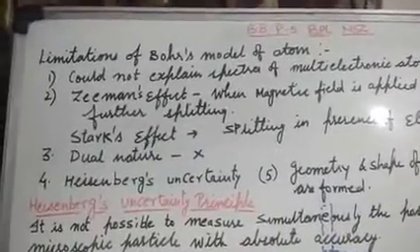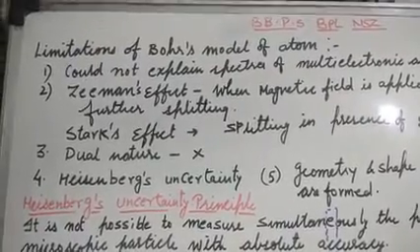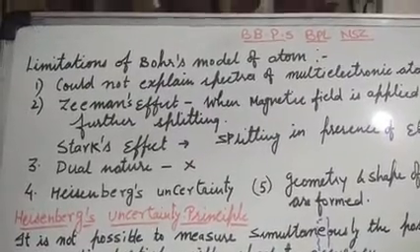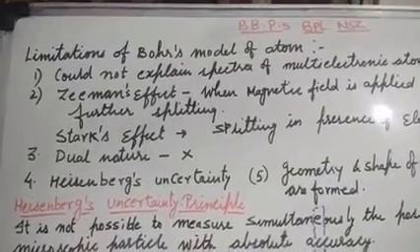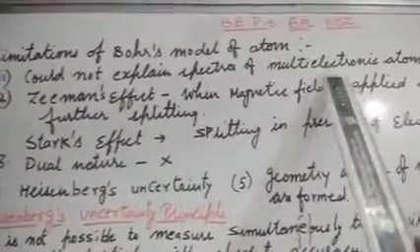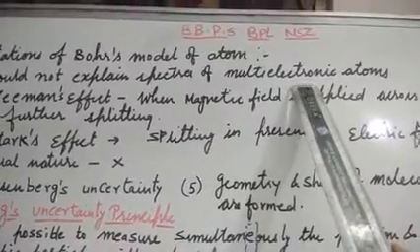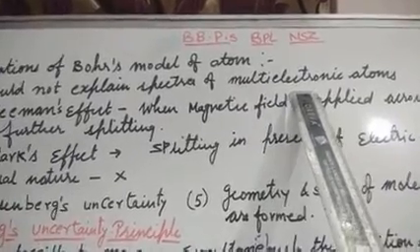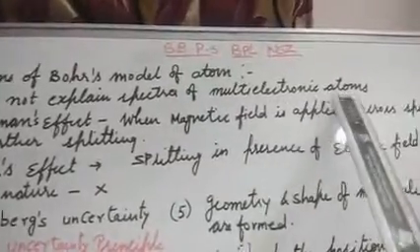Today I am taking the limitations of Bohr's model of atom, after taking atomic spectra. So what were the drawbacks or limitations of Niels Bohr's model of atom? First, he could not explain the spectra of multi-electronic atoms. As we did, he gave the atomic spectrum for hydrogen or hydrogen-like species, meaning one-electron-containing species. So he was unable to give spectra of multi-electronic atoms.